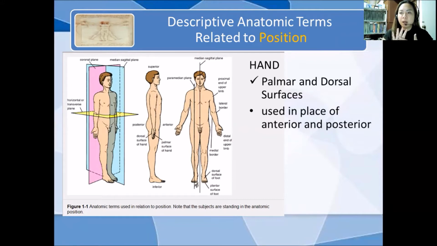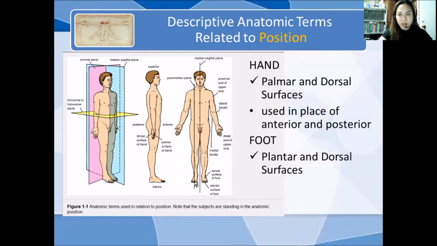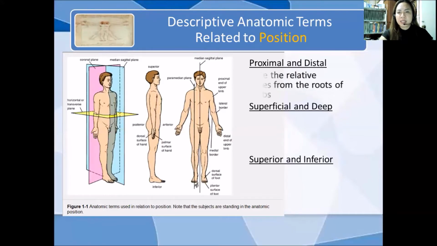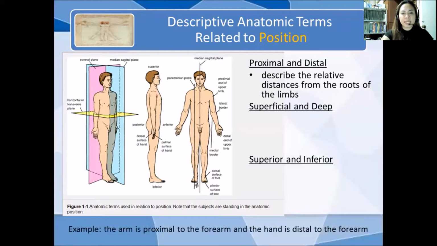Instead, it's palmar and the dorsal surface. Paano naman pag sa paa? In the foot, we have plantar and dorsal surfaces instead of lower and upper surfaces. Okay, so proximal and distal. This describes the relative distances from the roots of the limb. For example, the arm is proximal to the forearm and the hand is distal to the forearm.